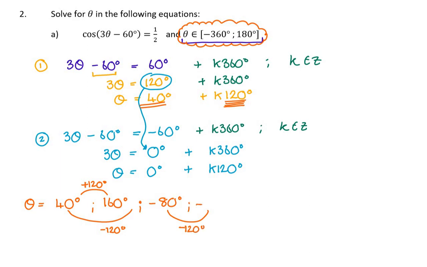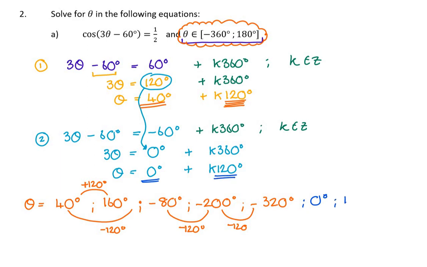If I minus 120, I get minus 200, and that's acceptable. And if I minus 120 again, I get minus 320, which is acceptable. But now I'd have to stop, because the lowest I'm allowed to go is minus 360. Now I need to check, what about 0? So 0 is acceptable, and I'm allowed to add 120s.